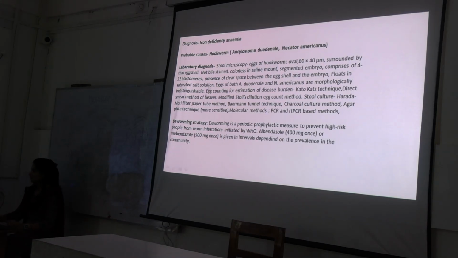Okay. What is the deworming strategy by the Government of India? It means you take one albendazole tablet, 400 milligrams, every 6 months, especially for the children who play in the soil. The children of school going age are given this prophylactic measure, especially in the high risk areas where these cases are found most commonly. Okay.